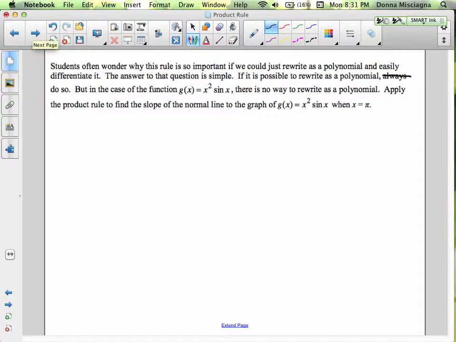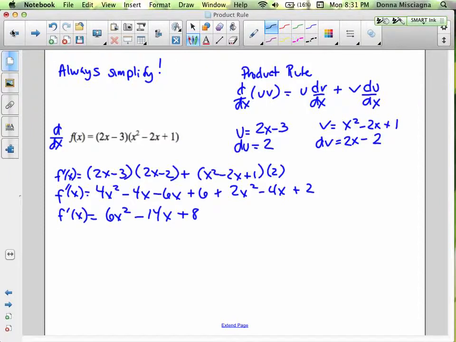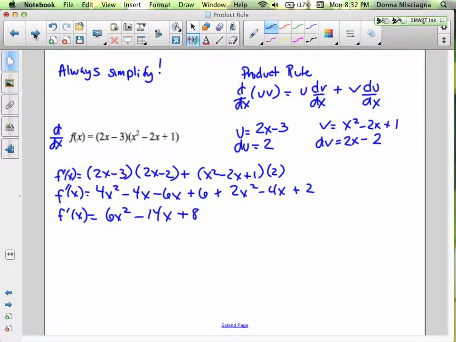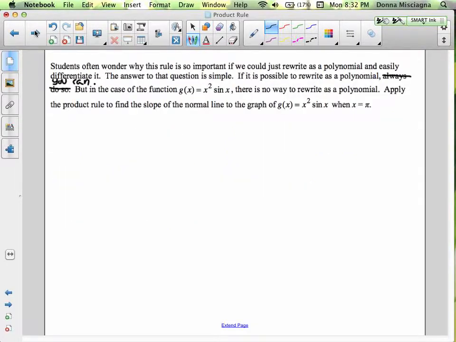Let's cross off "always do so." You can, and make that you can. Quite honestly, this took me a little less work, and I had a little less multiplication than this one did, right? I had more terms to keep track of. Here, I had a 2 to distribute. That really wasn't so bad, right? If you can simplify it by multiplying and then do the power rule, you certainly can.